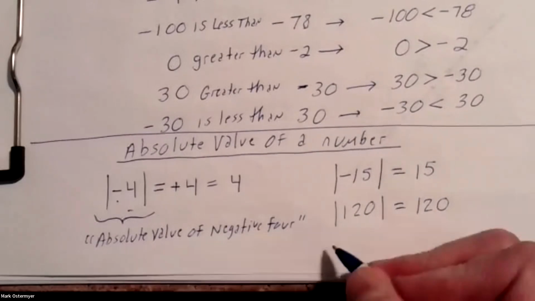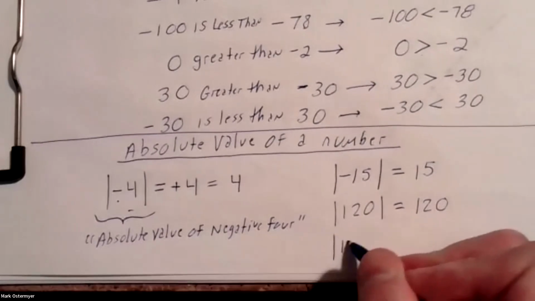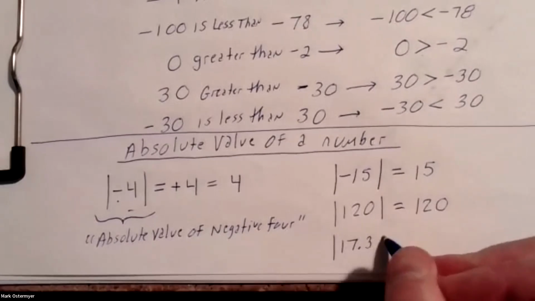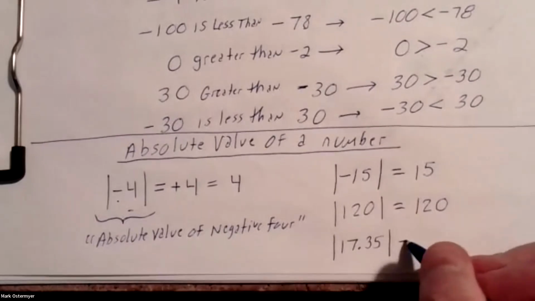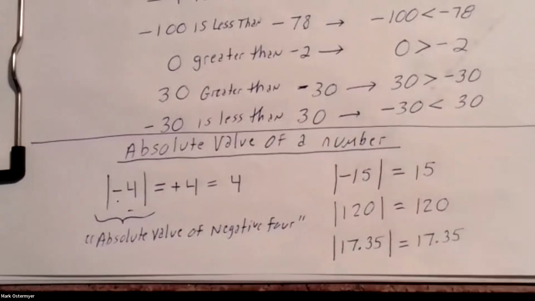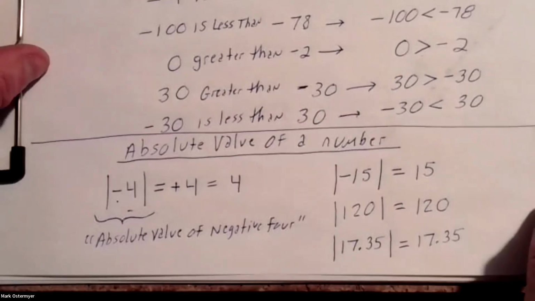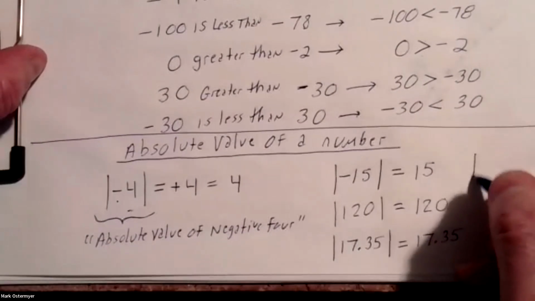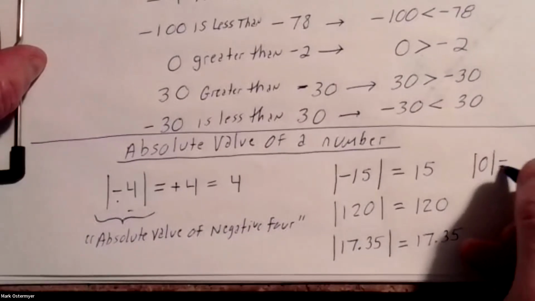And it doesn't matter what number you put in there. You could even put a decimal in there. The absolute value of 17 and 35 hundredths. You know what the absolute value of 17 and 35 hundredths is going to be? 17 and 35 hundredths. You see that there? Okay. So whenever you take the absolute value of a number, it just reports the positive of that number. What do you think the absolute value of 0 is?